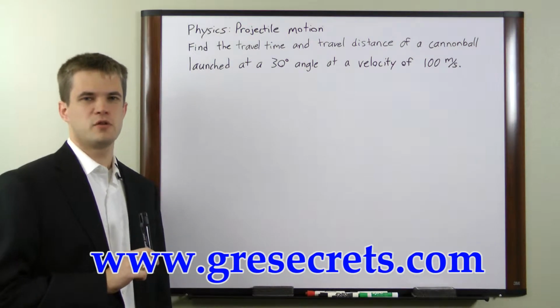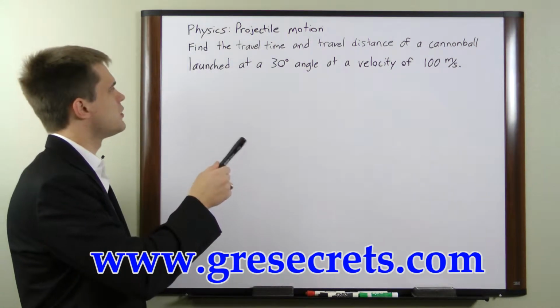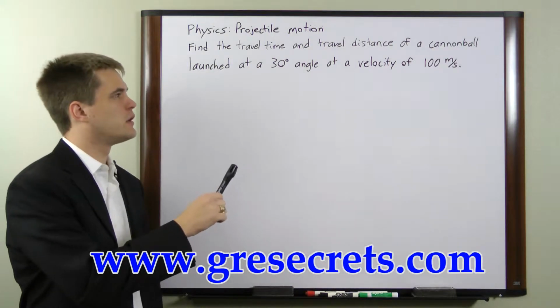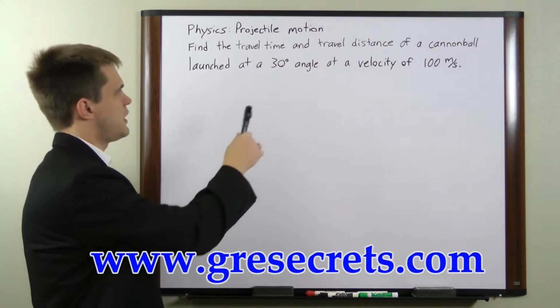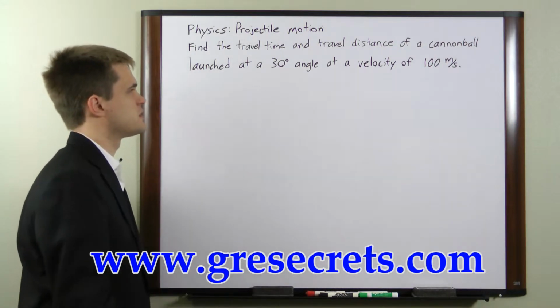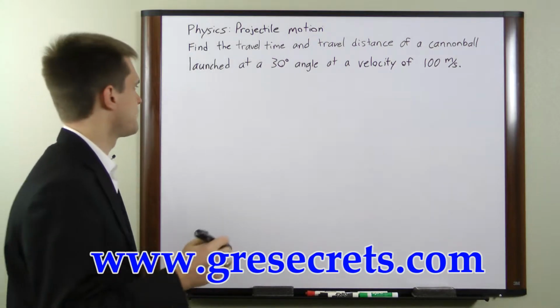What we have here is a two-dimensional projectile motion problem. We're told that a cannonball is launched at a 30-degree angle and at a velocity of 100 meters per second. And we're asked to find the travel time and travel distance of the cannonball. So let's draw a picture of what that would look like.